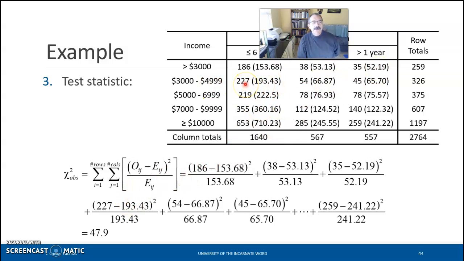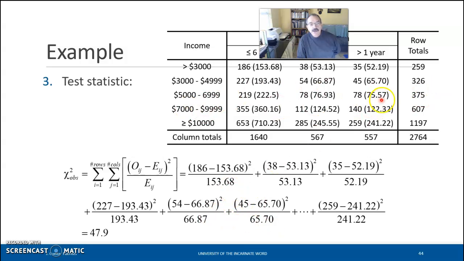So now we have 227 is the observed frequency minus 193.43, which is the expected frequency. We square that and divide by that expected frequency. Then we go to the next row. So we go 54 minus 66.87, square that and divide by 66.87. So that's for this second row, second column. Then the second row, third column, we do 45 minus 65.7 and divide by 65.7.